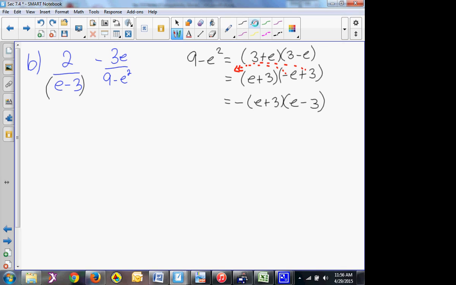Now I'm going to rewrite my rational expression with my new denominators. So the 2 over e minus 3 stays the same. And then I have minus 3e over negative (e plus 3)(e minus 3). Okay, so I'm going to pause there, and we'll continue this in the next video.